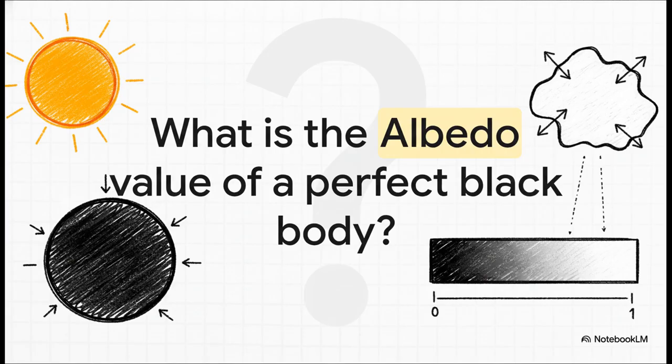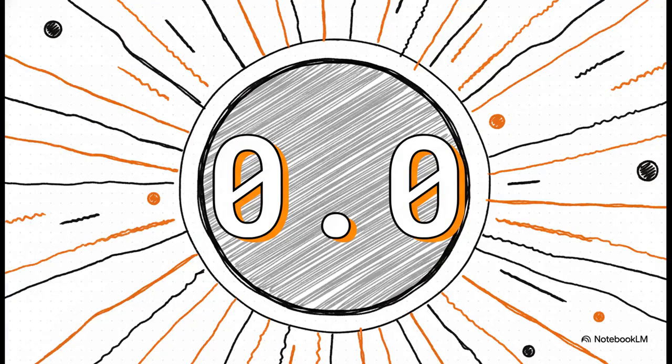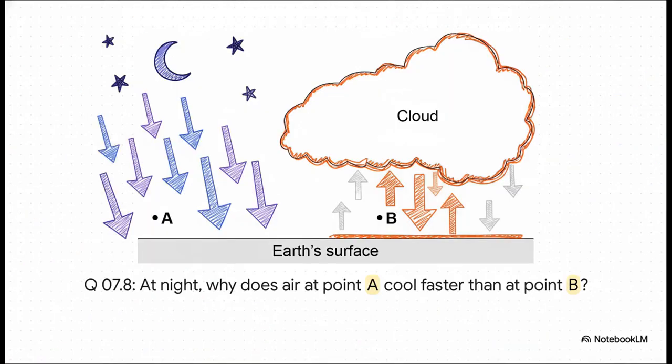The question then simply asks, what's the albedo of a perfect black body? Well, by definition, a perfect black body is a perfect absorber. It soaks up all the radiation that hits it and reflects absolutely none. So, using the scale they literally just gave us, its albedo value has to be 0.0, a nice, easy mark for just reading carefully. And here it is, the final question.